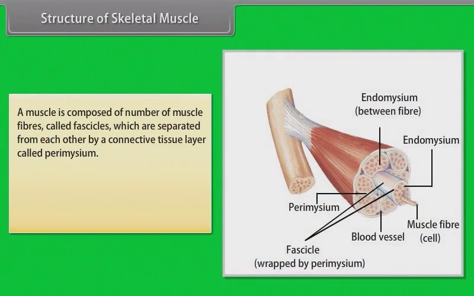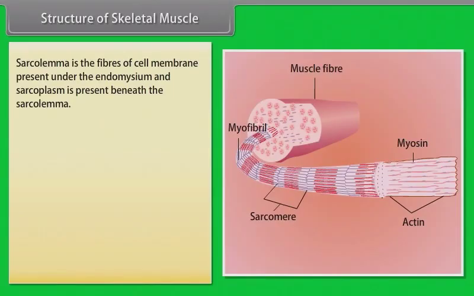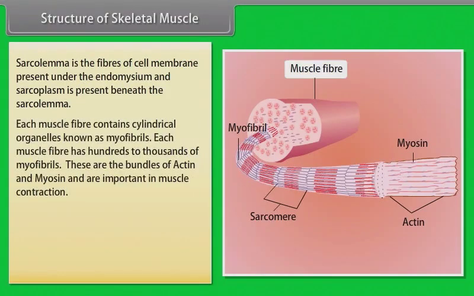Structure of skeletal muscles. A muscle is composed of a number of muscle fiber bundles called fascicles, which are separated from each other by a connective tissue layer called perimysium. Endomysium is connective tissue that separates individual muscle fibers from each other. Sarcolemma is the cell membrane of the fiber present under the endomysium and sarcoplasm is present beneath the sarcolemma. Each muscle fiber contains cylindrical organelles known as myofibrils. Each muscle fiber has hundreds to thousands of myofibrils.